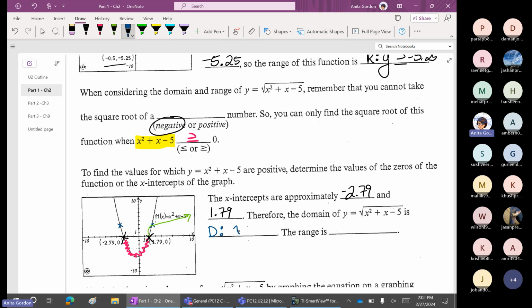So part of my domain is that x will have to be greater than or equal to 1.79. However, I have another piece. So that means on this side, my starting point is the black. I'm going above the graph to the blue, and then I'm following the direction of my graph, up and to the left this time. So the other half of my domain is that x has to be less than or equal to negative 2.79. So my domain ends up being in two pieces because I had to split my graph into two pieces. Anything here is undefined.